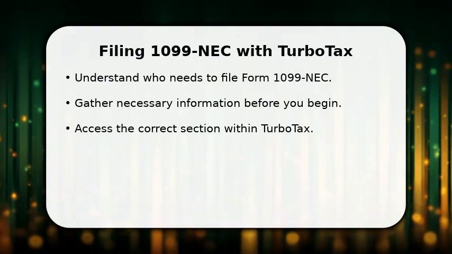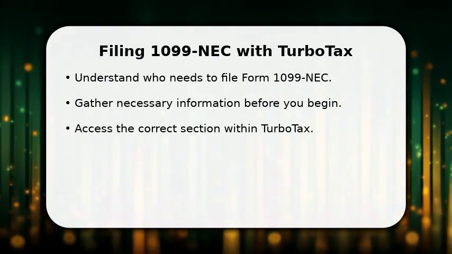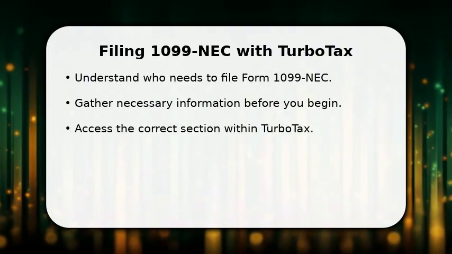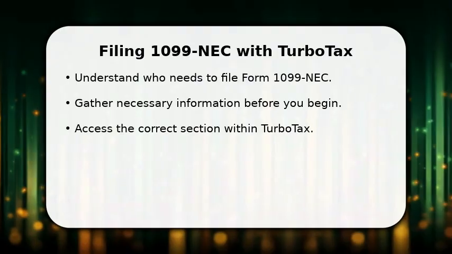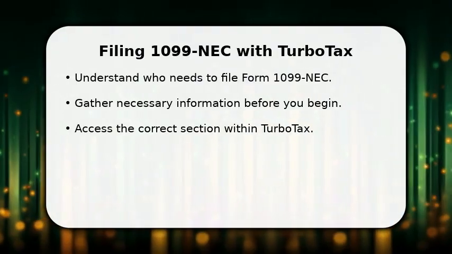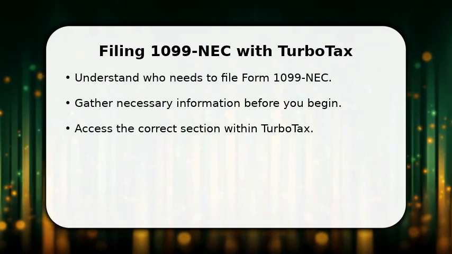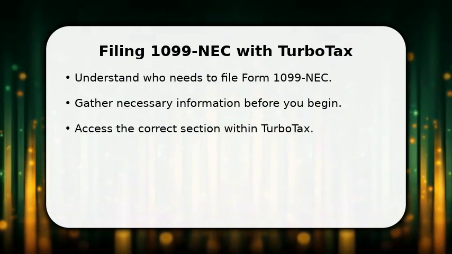Open TurboTax and navigate to the Wages and Income section. Look for the Other Common Income category, then select Form 1099 NEC to begin the process. This ensures you are in the right place to accurately report non-employee compensation.